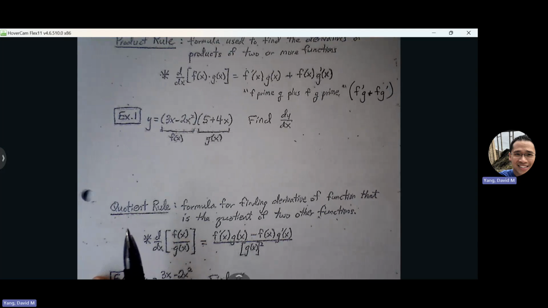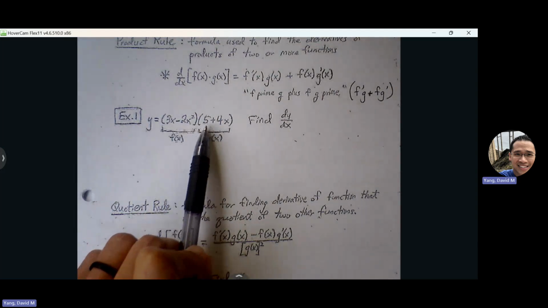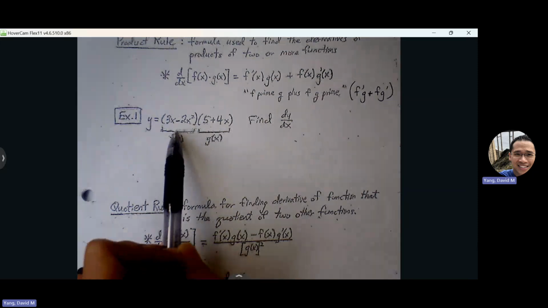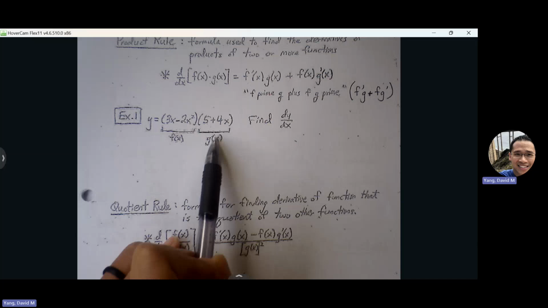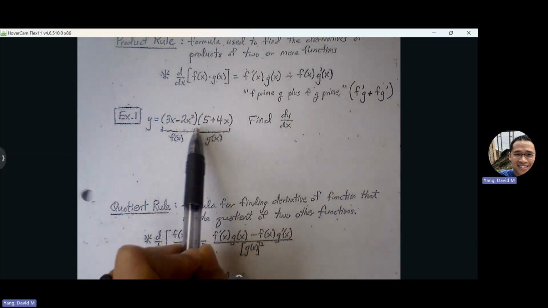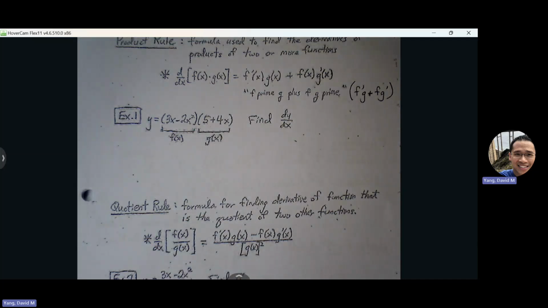So here's example 1. We have 3x minus 2x squared times 5 plus 4x. Usually, whatever I see first, I'm going to assign as my f. Whatever I see second, I'm going to assign as my g. Technically, we could avoid a product rule here if we expanded everything out and just relied on power rule. That's also an option. But later on, when we introduce different families of functions, we can't just distribute, and we're going to have to rely on this product rule.